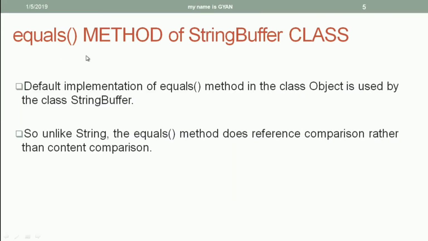When we talk about the equals method, the default implementation of the equals method in the class Object is used by the class StringBuffer. Again, the class StringBuffer inherits the equals method but does not override it. So unlike String, the equals method does reference comparison rather than content comparison. That's how the equals method of the StringBuffer class always does the reference comparison. The equals method of the StringBuffer class never does the content comparison, but the equals method of the String class does the content comparison, not reference comparison.